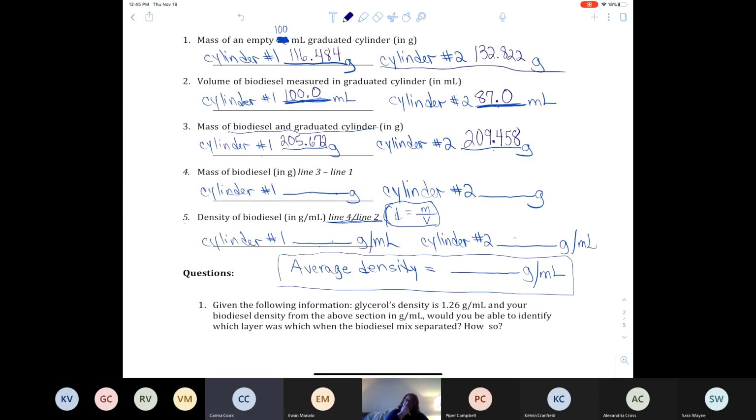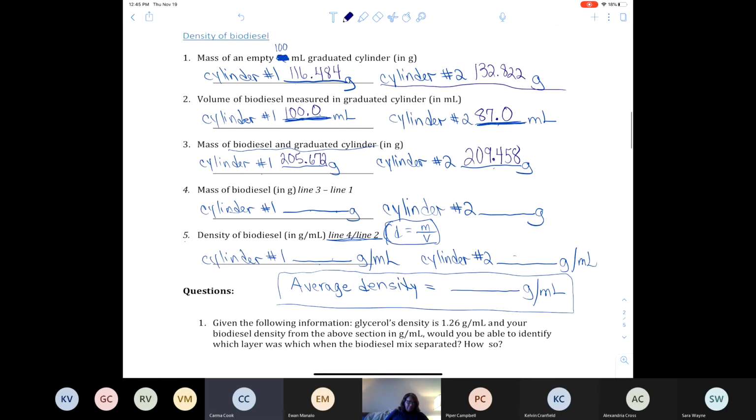So what was your average density for the biodiesel that you got? Has anyone determined their densities, both in cylinder 1 and cylinder 2? I just want to kind of check to see what we got. That looks good, Sarah. That's what I was looking for, something between 0.8 and 0.9. Very good, Ewan. Now, does our answer make sense?